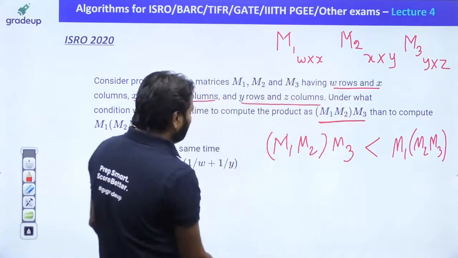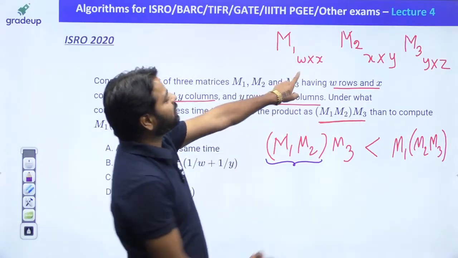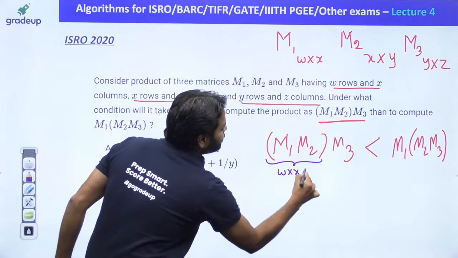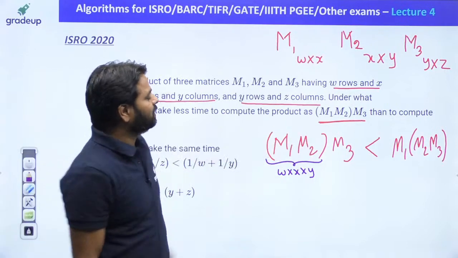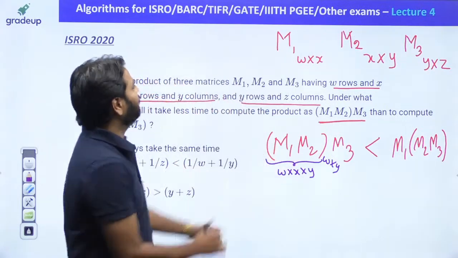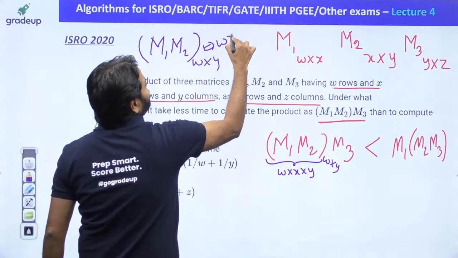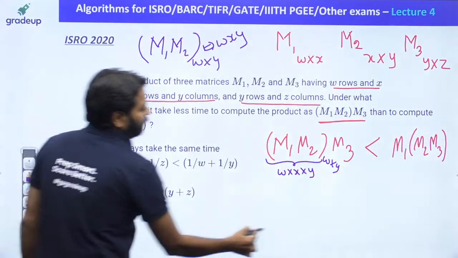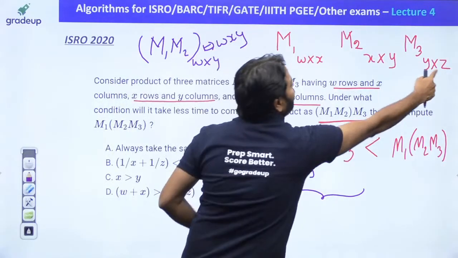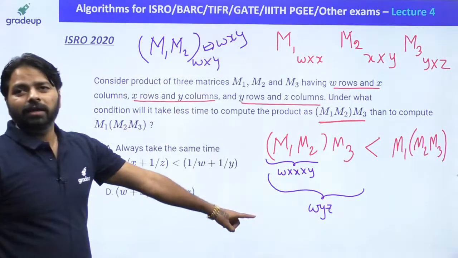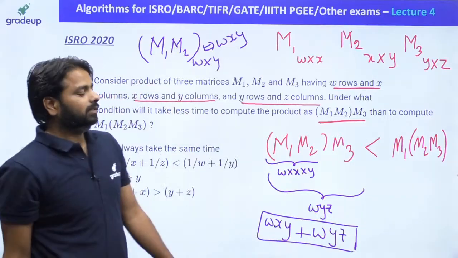If you are doing M1, M2, how many multiplications are required? Everybody knows: W into X into Y. If you multiply these, you get an order of W cross Y, but to do this you need WXY multiplications. After that, WY order with M3, that is YZ, you need WYZ. So the total is WXY plus WYZ.